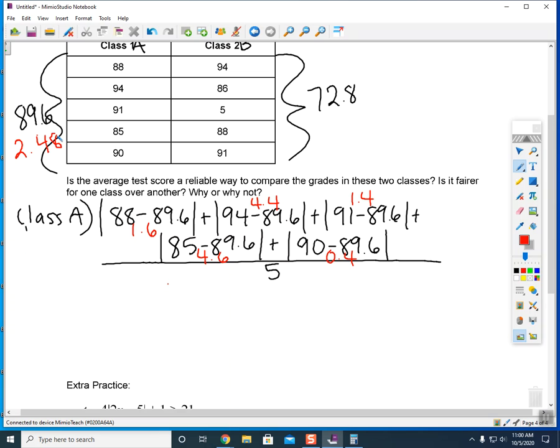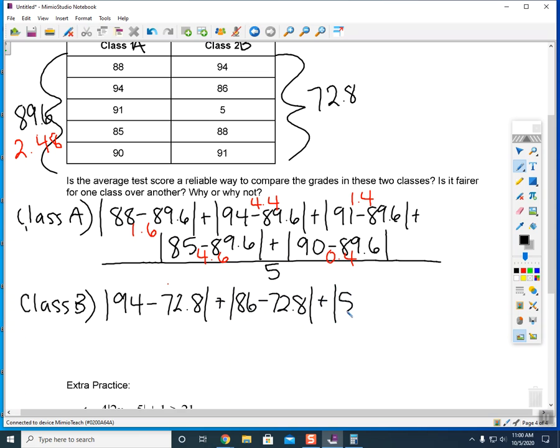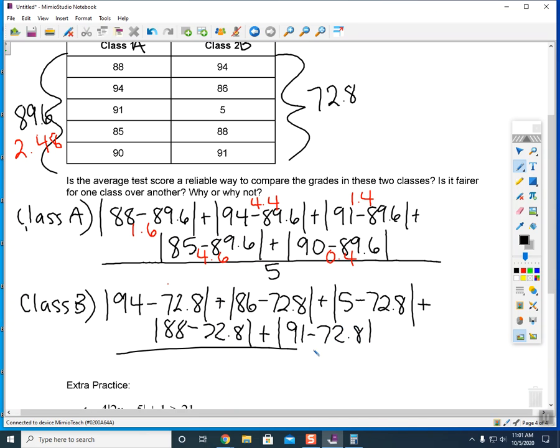Okay, now I'm going to do the same thing for class B. I'm going to have the absolute value of 94 minus 72.8 plus the absolute value of 86 plus 88 minus 72.8 plus the absolute value of 91 minus 72.8. All of that divided by 5. Whew, that's a lot of work.